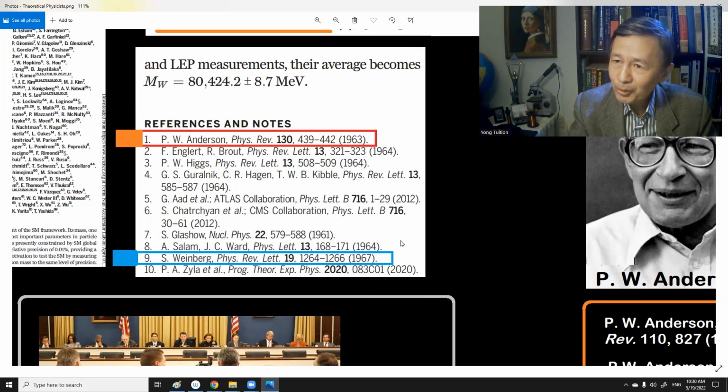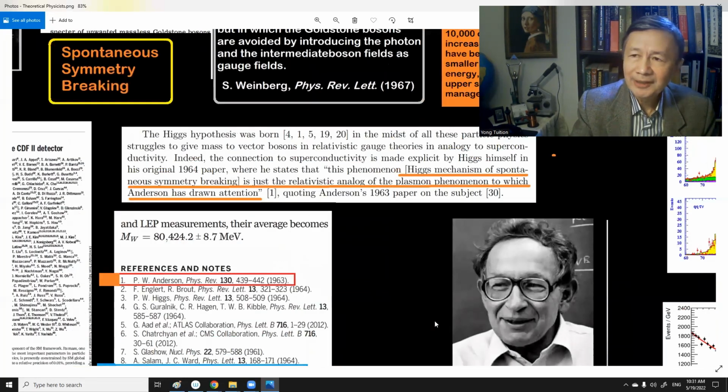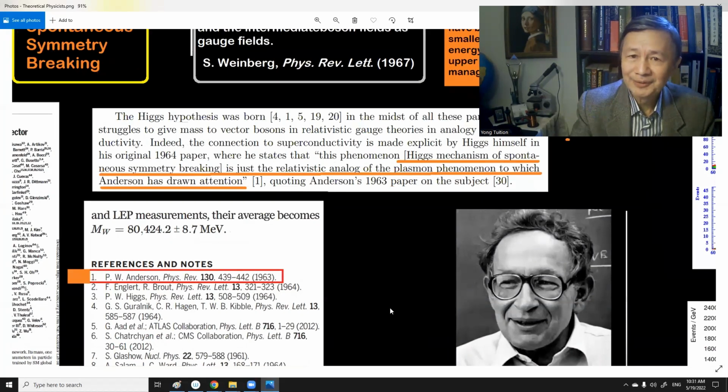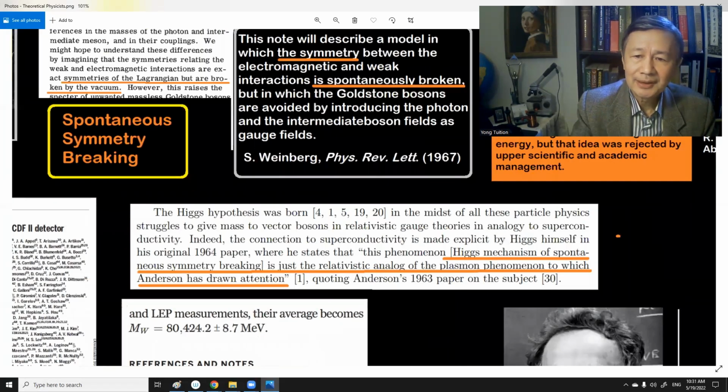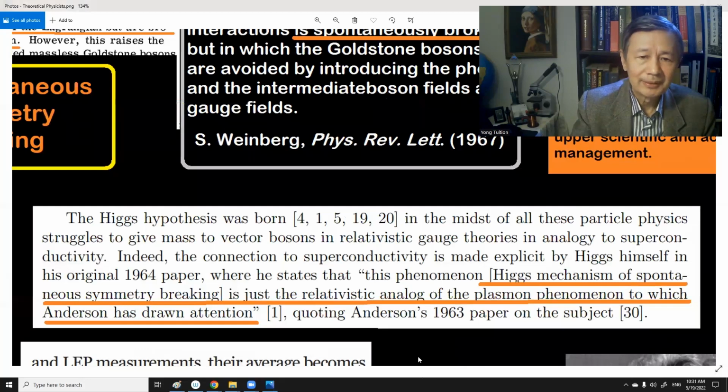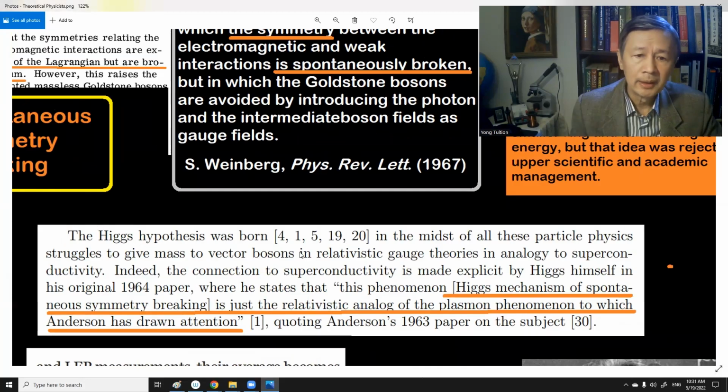Why? What is the reason? Let's find the explanation from Higgs himself. This is something very interesting. The Higgs hypothesis was born in the midst of all these particle physics struggles to give mass to vector bosons, including the W particle, in relativistic gauge theories, in analogy to superconductivity. Superconductivity sounds familiar as well.